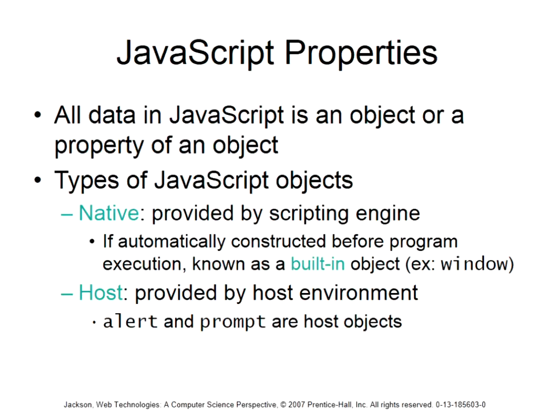And host, provided by the host environment. For example, alert and prompt are host objects, not native. Host objects, that means provided by the host environment. In our case, the host environment is the browser. And native, that means provided by the scripting engine. Any questions?